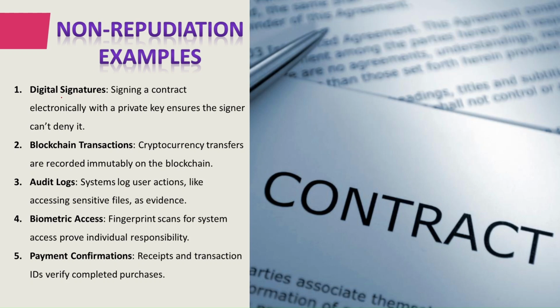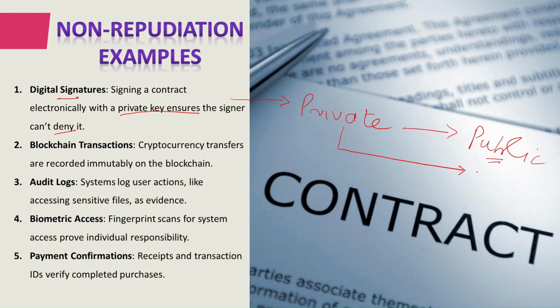Some examples of non-repudiation: digital signature. Signing a contract electronically with a private key ensures the signer cannot deny it. What does this mean? It means that when a user signs information or any document with his or her private key, it can only be decrypted with the corresponding public key. The public key is available to everyone, and the private key is only available to the user. So if the user signs something with his or her private key, and the receiving party decrypts it with the public key, it means that the document was sent or signed by, let's suppose, party A. In this way, it ensures non-repudiation. Party A cannot deny that he or she signed or encrypted the document, because only party A has access to the private key.